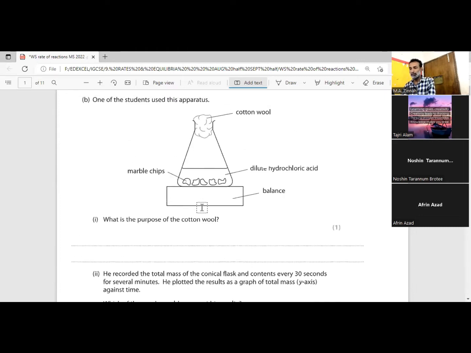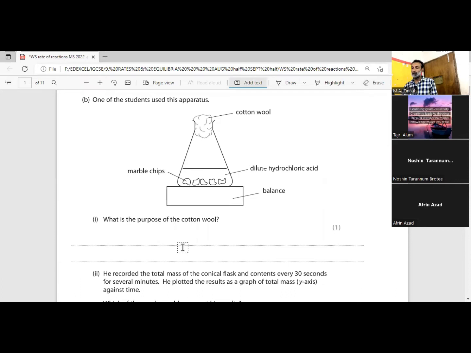Now here is the experiment. This measures the mass. You see the experiment. Here is a balance, to measure the mass of the whole container. When the reaction produces gas, the gas leaves and the mass decreases. So with this experiment, we measure the change in mass.